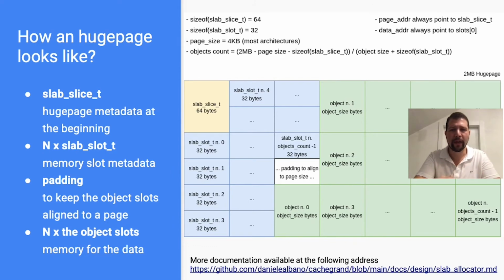This is an overview of how a huge page is organized by the Slab allocator. We can see that at the beginning there is some metadata, 64 bytes. Then there are a number of blocks or slots of metadata. Then there is some padding, and then there are the actual blocks that are going to hold the data required by the application. Each memory block has a memory metadata associated. So the first block of metadata will match the first block of usable memory for the data.